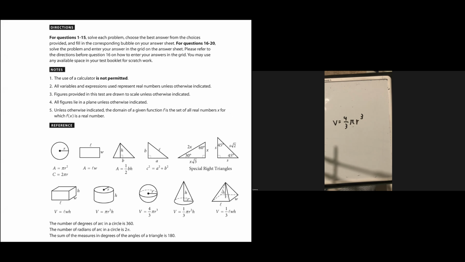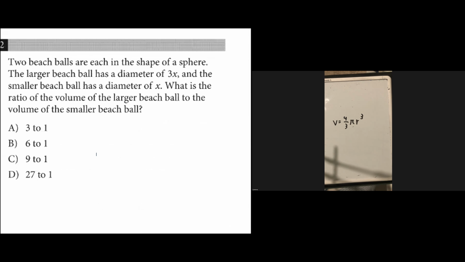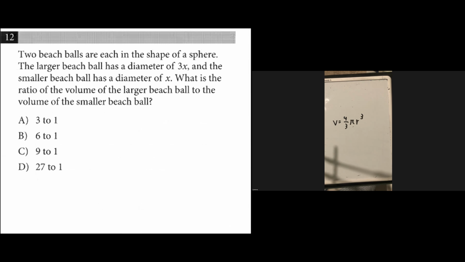Volume equals 4/3 pi r cubed. Or you could just have that memorized. It'll be faster if it's memorized, but if not, you are given it. And so this one, we have two beach balls shaped like spheres. One has a diameter of 3x and the other has a diameter of x. What is the ratio of volume? So that's why we got the volume formula.